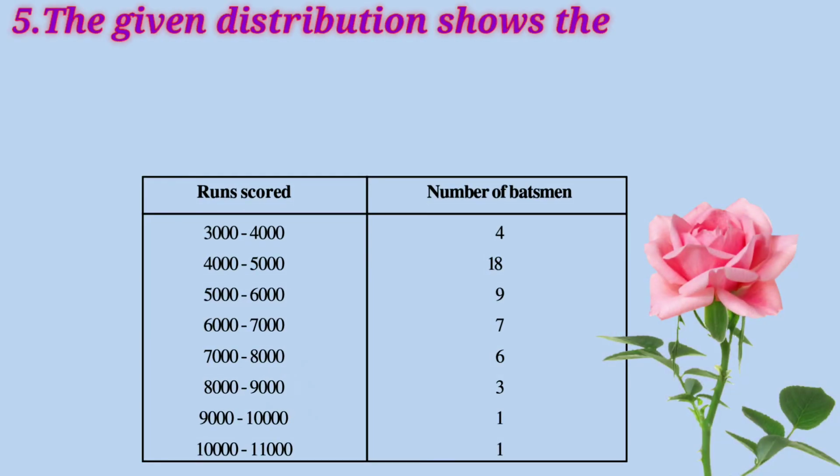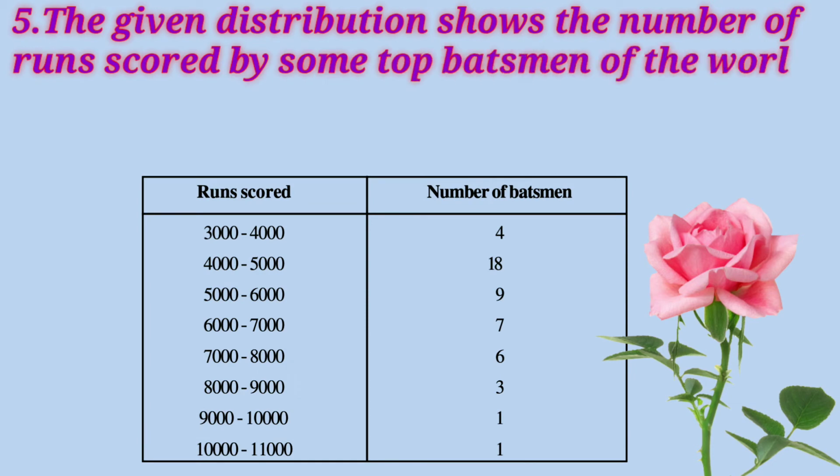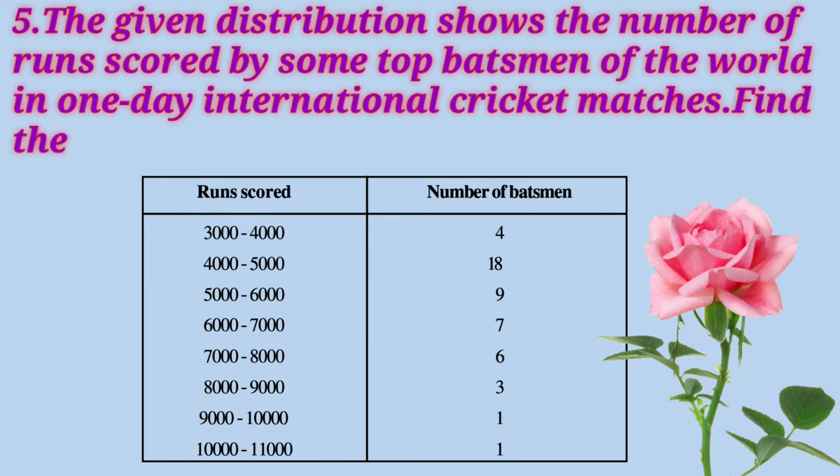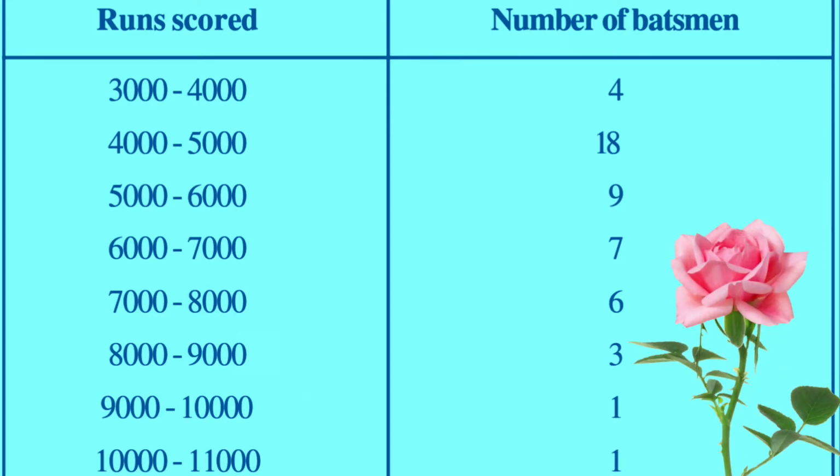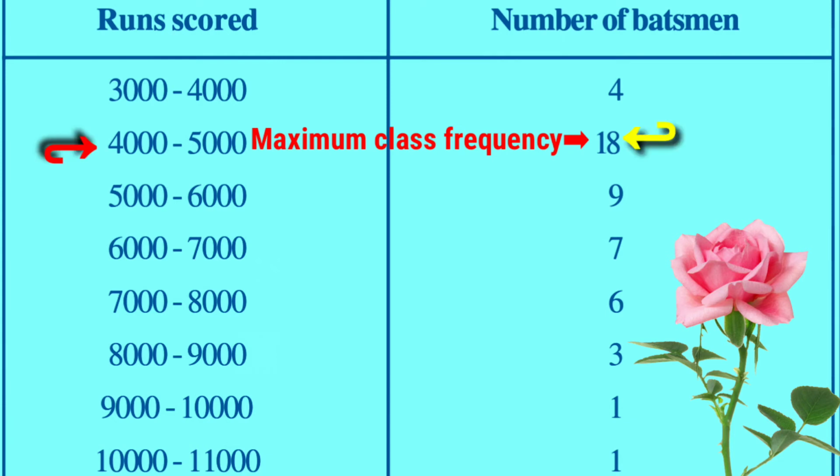Here we have a question. The given distribution shows the number of runs scored by some top batsmen of the world in one-day international cricket matches, where the table is given. Find the mode of the data. From the table, we have that the maximum class frequency is 18, belonging to class interval 4000 to 5000. Therefore, modal class is 4000 to 5000.